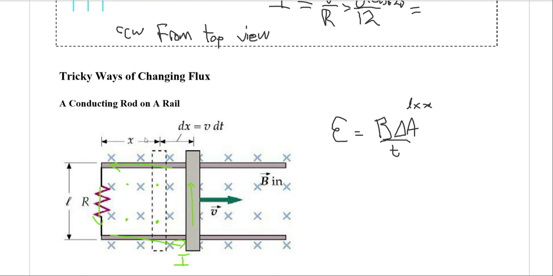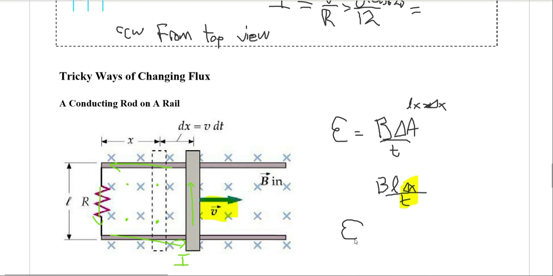In this case, since x is changing, we can actually have L times the change in x, because that's the thing that's actually changing. B is constant, L is constant, but delta x is the one that's changing. That's divided by t. And you might notice, hey, what do we have going on here? My change in x over time, that is the velocity.